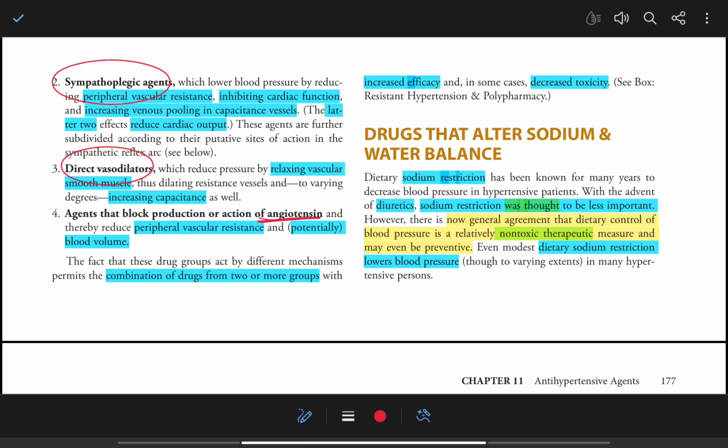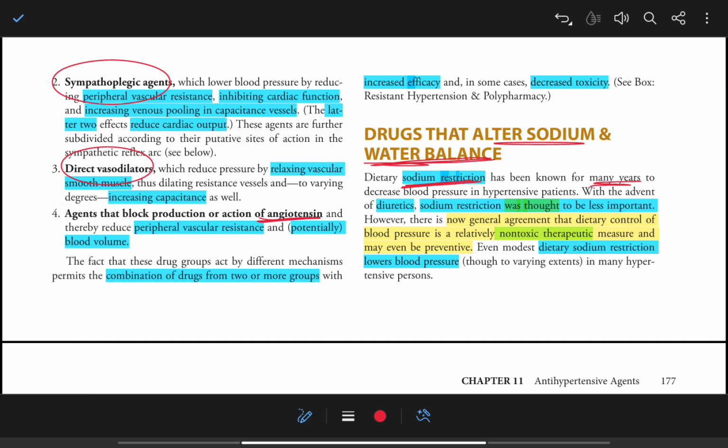Okay, so let's continue and discuss diuretics. Diuretics are drugs that alter sodium and water balance. They alter what? Sodium and water balance. So you will notice that it has been shown that if you can restrict sodium intake, you will be able to control your blood pressure. Dietary sodium restriction has been known for many years to decrease blood pressure in hypertensive patients.